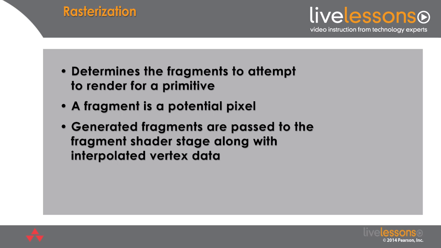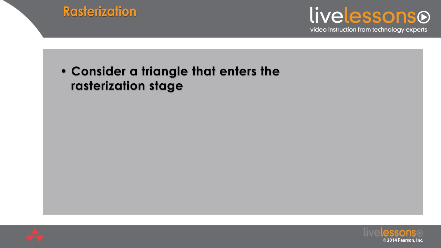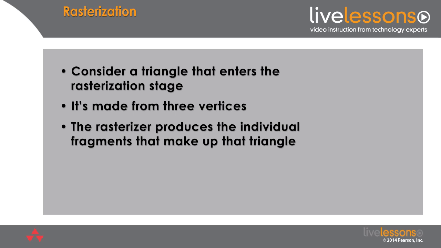Generated fragments are passed to the fragment shader stage along with interpolated vertex data. Since this is our first mention of interpolation, let's spend a little time describing the process. Consider a triangle that enters the rasterization stage. It's made up of 3 vertices which contain at least a position, possibly data like color, surface normals, and texture coordinates. The rasterizer produces the individual fragments that make up that triangle. Each fragment has its own position, color, surface normal, etc. It's derived from the original 3 vertices.